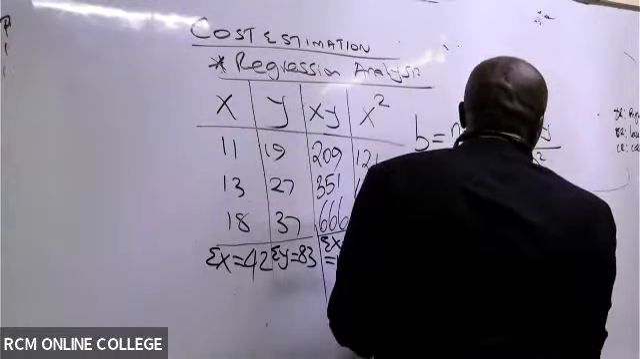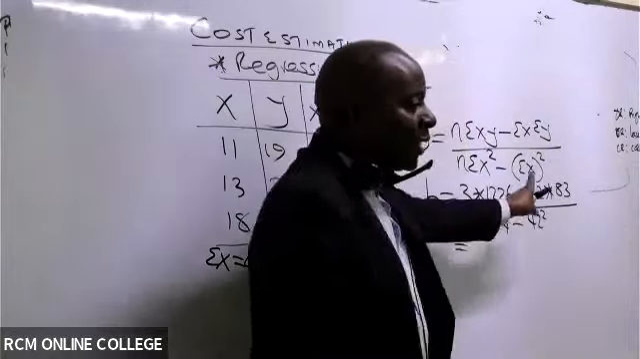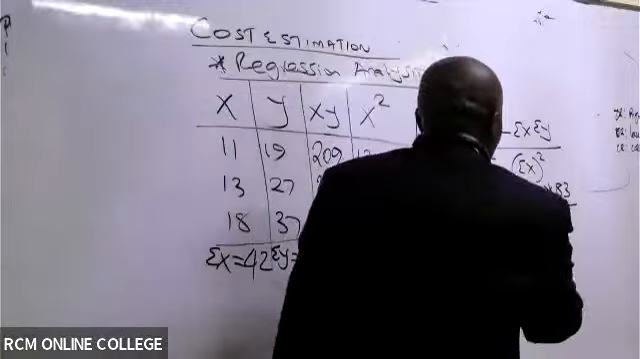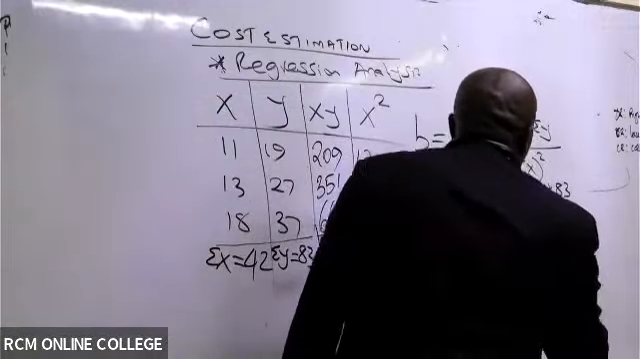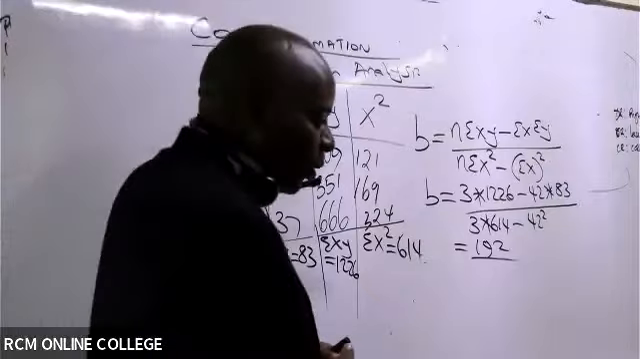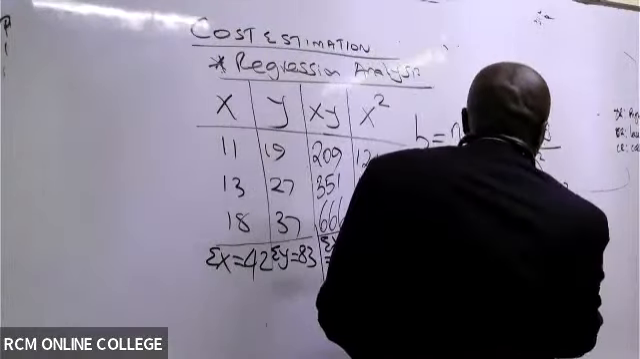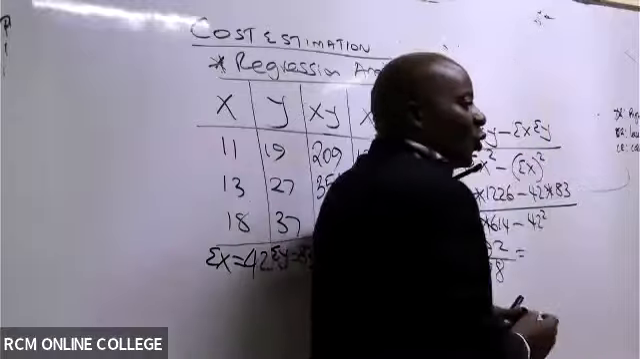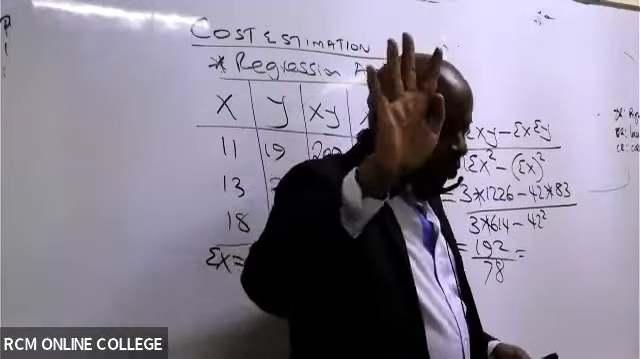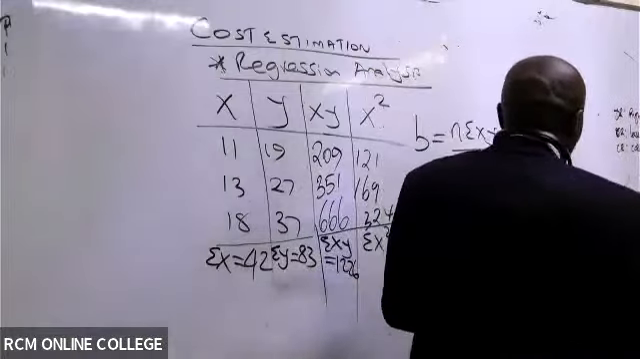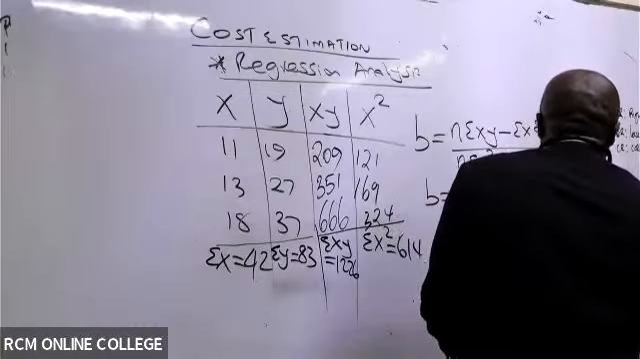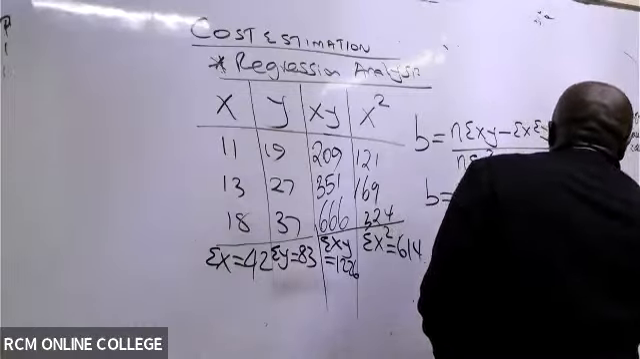Could you kindly do me a favor? Could you kindly give me the numerator answer alone? 192. All over, in this case, the denominator: 3 times 614 minus 42 squared. And then you can easily give me a quotient to how many decimal places? 4, always 4. 2.4615. Thank you very much.